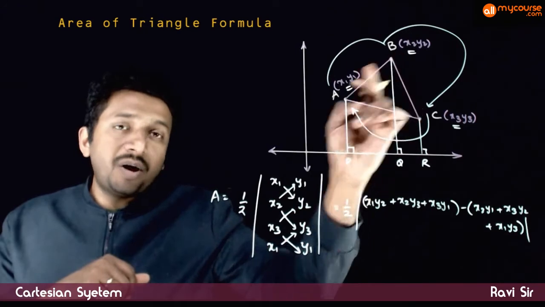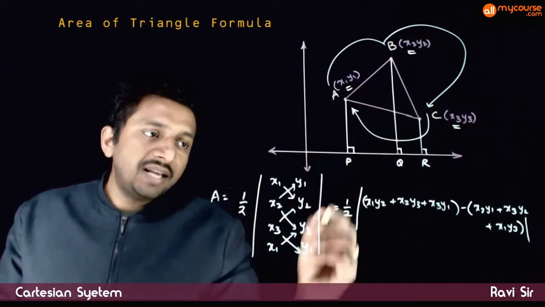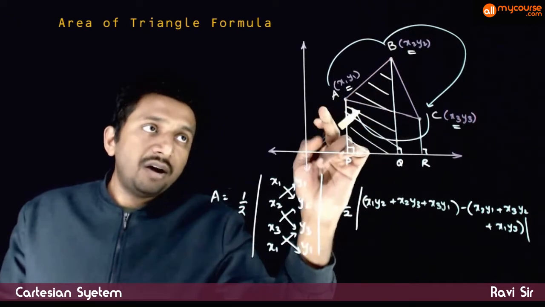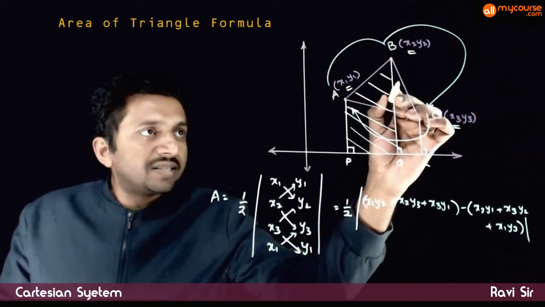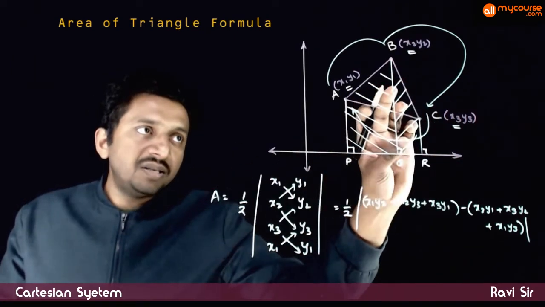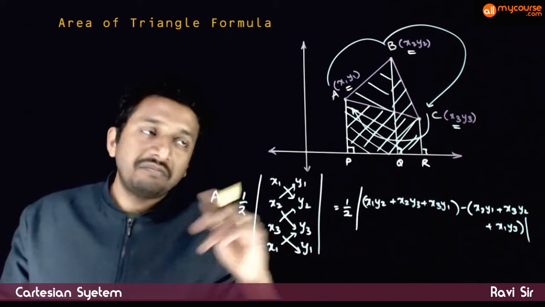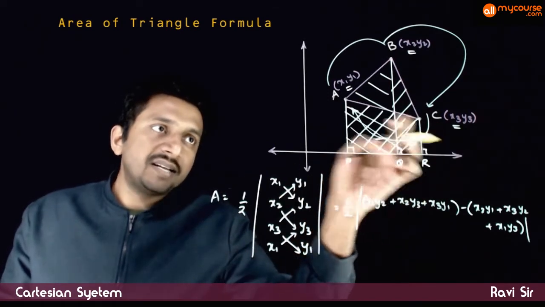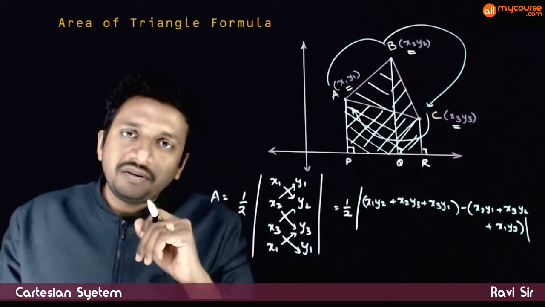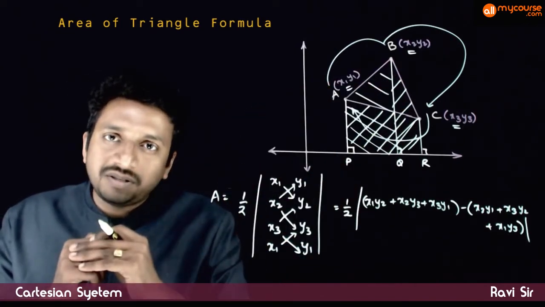So if you have the points x1, y1, x2, y2 and x3, y3, drop the perpendiculars. So the area of this triangle is nothing but the area of trapezium ABQP plus the area of trapezium BCRQ minus the area of trapezium PRCA. So if you add this trapezium plus this trapezium minus this trapezium, you have the area of triangle ABC. So you know how to find the area of the trapezium.